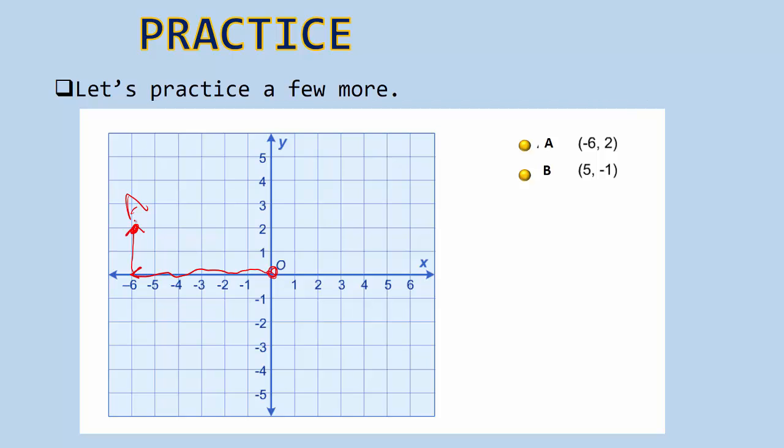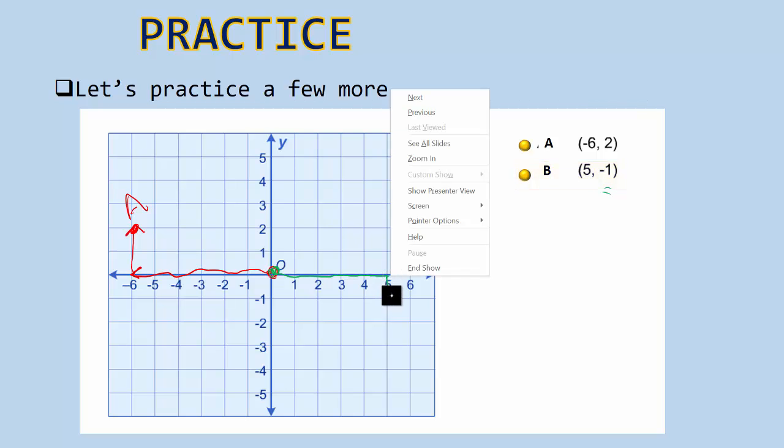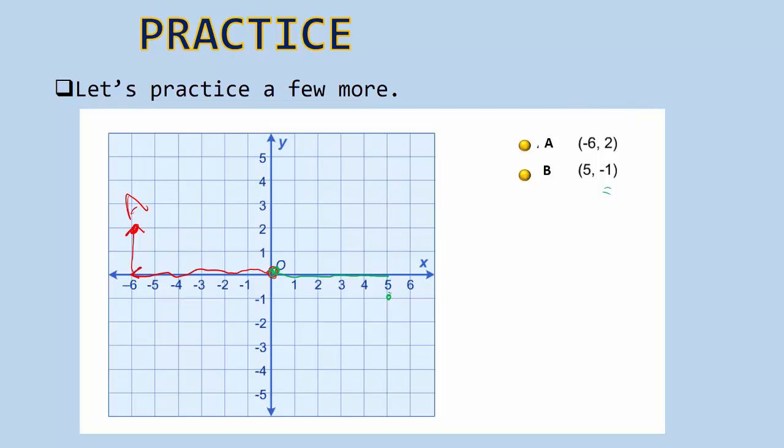Now let's do B. It says that I need to go in the x direction 5 units positive. So again, I'm going to start here at the origin. I'm going to go 5 units to the right, positive. Then the y value here is -1. So at this point, I'm going to turn and go down the y-axis to -1. And this is where my dot is going to end up. And I'm going to label this dot B.